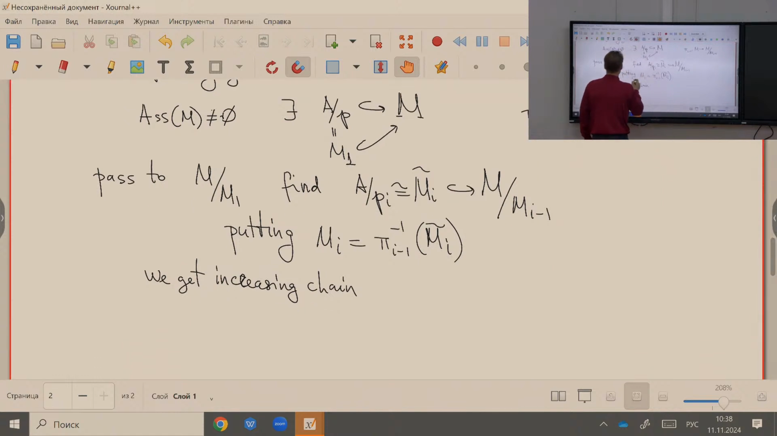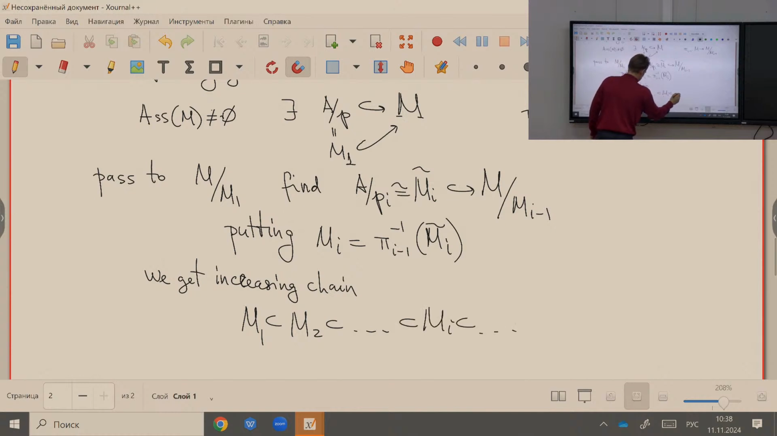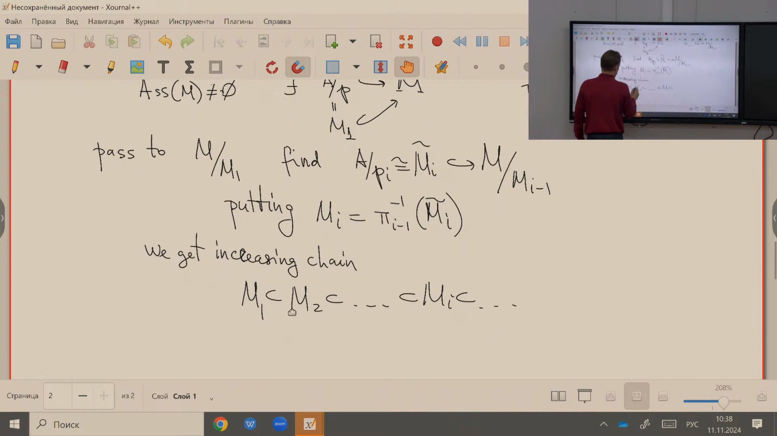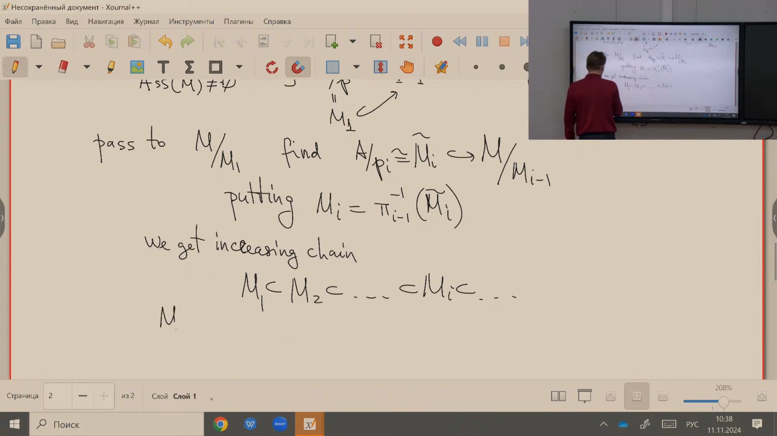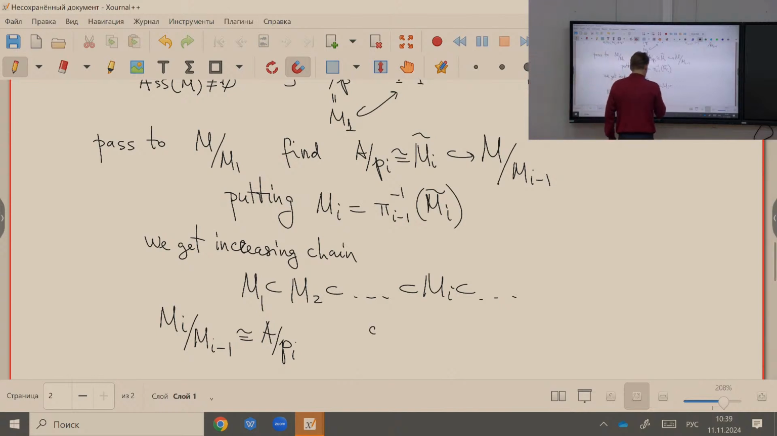And with the property that m1 and m2, etc. And you have the property that Mi modulo Mi minus 1 is isomorphic to A modulo Pi, and this chain terminates by the Noetherian property. So the chain terminates.